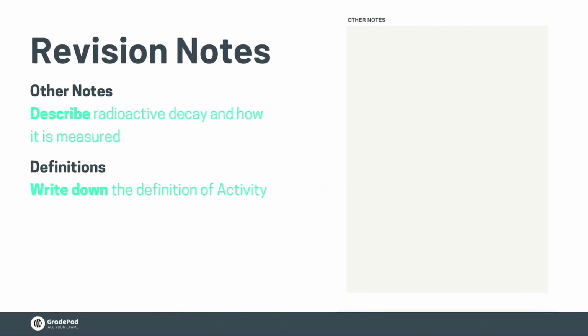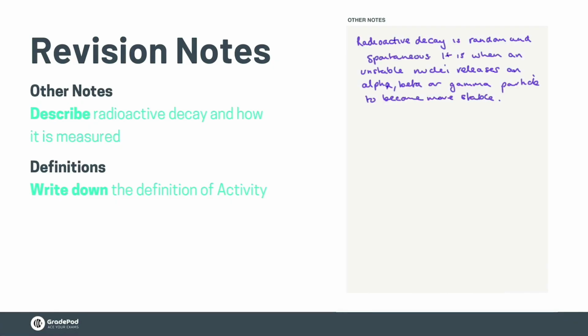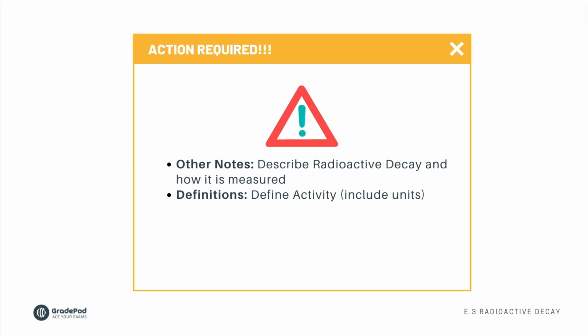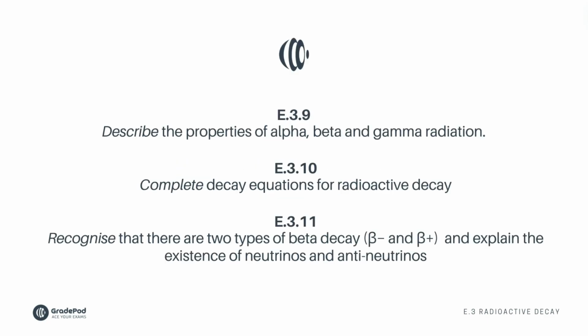We go to our other notes section, and we'll describe radioactive decay and write down the definition of activity. That covers the basics. Let's head to your revision note template, go to the other notes section and describe radioactive decay. Also write down how it's measured, then head to your definitions section and define activity, including the units of becquerels.